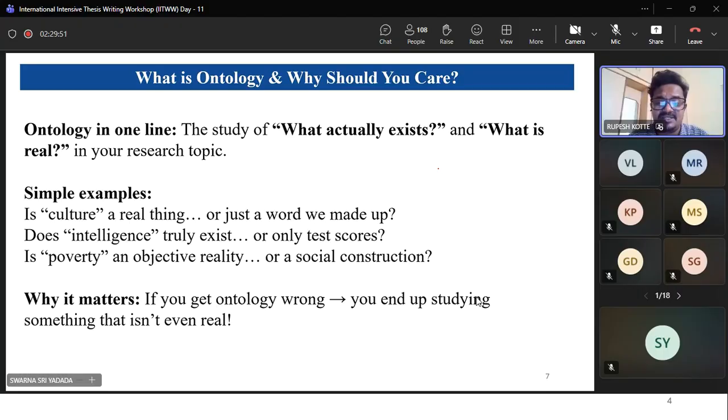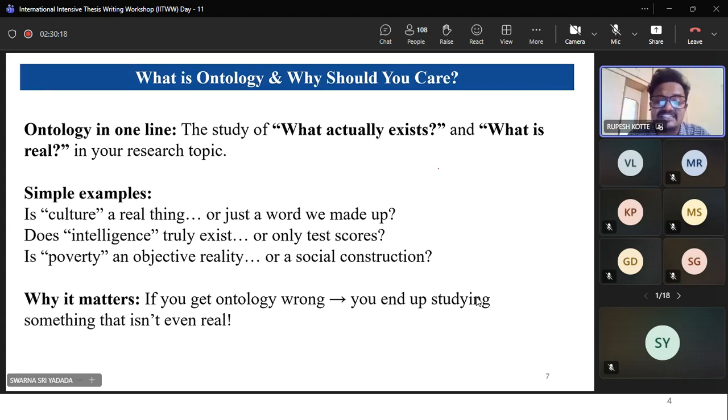So there are so many things that cannot be empirically shown. So how are we to go about with such things? Is culture a real thing or just a word we made up? Does intelligence truly exist or only test scores? Or is poverty an objective reality or a social construction?